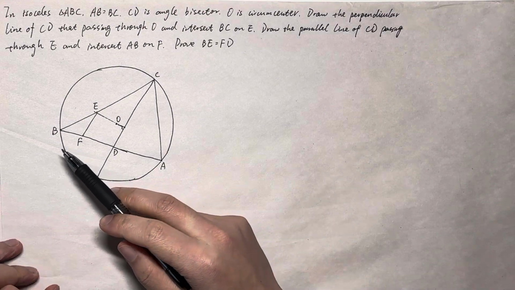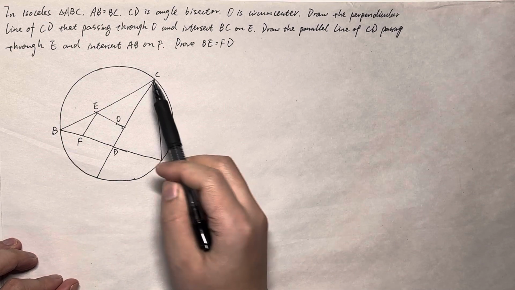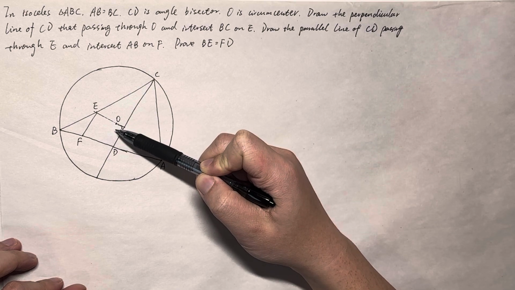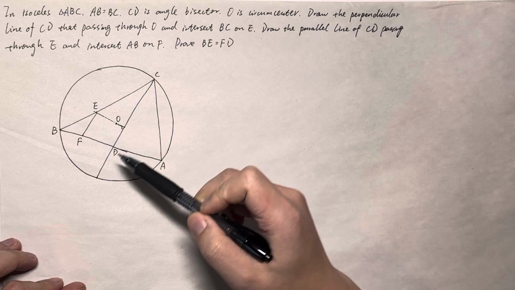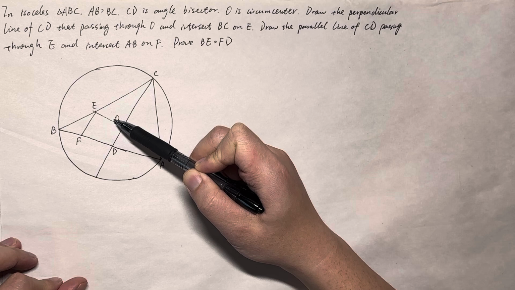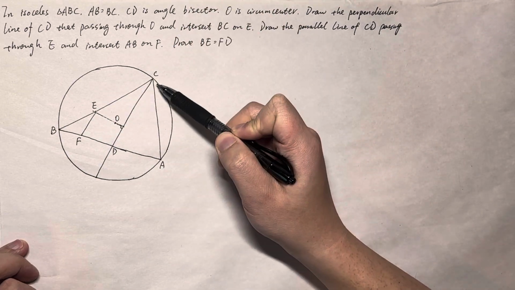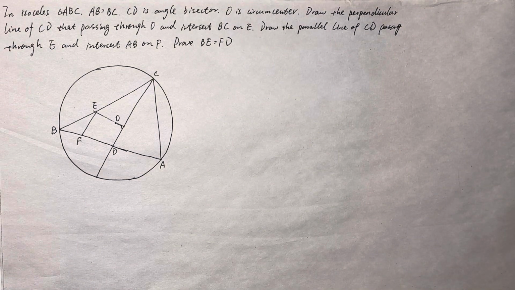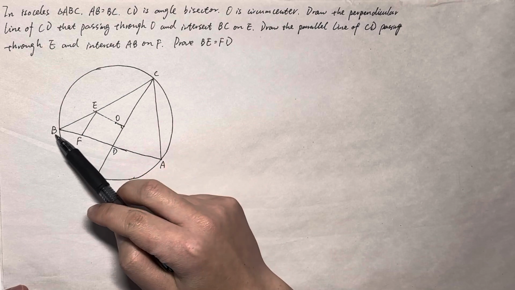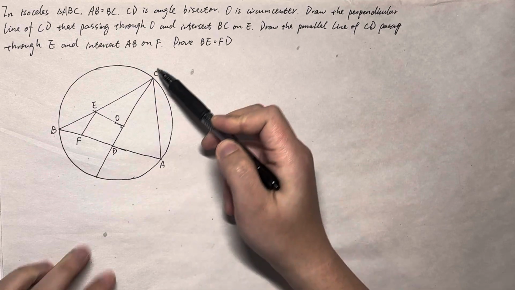So here is a problem. In isosceles triangle ABC, AB equals BC. CD is the angle bisector. O is the circumcenter. Draw the perpendicular line of CD passing through O and intersecting BC at E. So EO is perpendicular to CD. Draw the parallel line of CD passing through E and intersecting AB at F. So EF is parallel to CD.